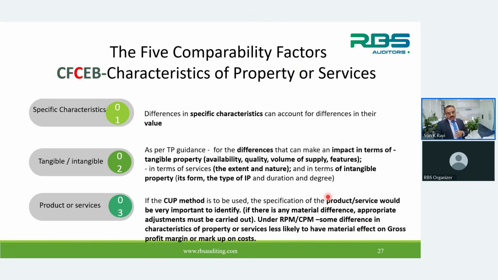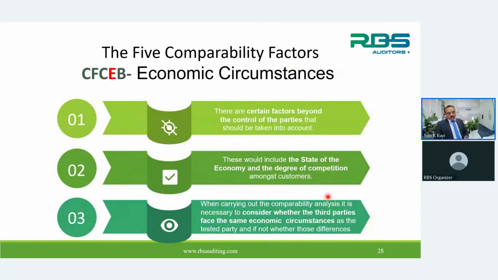So the third one is relating to property or services. And the fourth one is relating to economic circumstances. In some cases, there are certain factors beyond the control of the parties. For example, purchasing power in a country: if the purchasing power is very low, you cannot increase that purchasing power. For example, in a low income country, a high value television set is very difficult to sell. So that purchasing power you have to see.